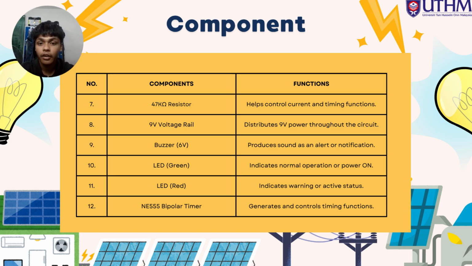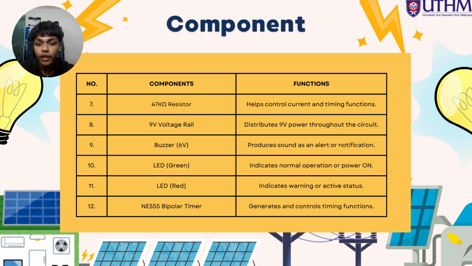At number 7, we have a 47K ohm resistor, which helps control current and timing function. At number 8, we have a 9V voltage rail to distribute 9V power throughout the circuit. At number 9, we have a buzzer to produce sound as an alert or notification. Number 10, we have a green LED to indicate normal operation or power on. At number 11, we have a red LED to indicate warning or active status.